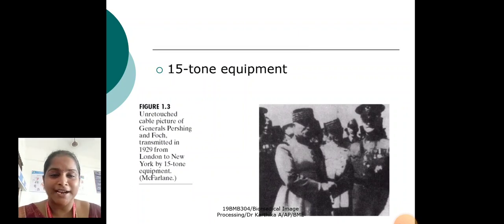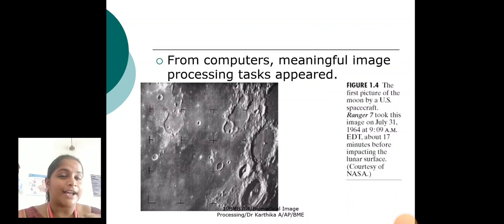And the next one is another sample image, 15-ton equipment. It is an unretouched cable picture of generals Pershing and Foch. It was transmitted in 1929 from London to New York by 15-ton equipment to improve the quality of the image. And after that we are using computers. From this, meaningful image processing tasks can appear. Here this sample picture shows the first picture of the moon by a US spacecraft. We know that very well.